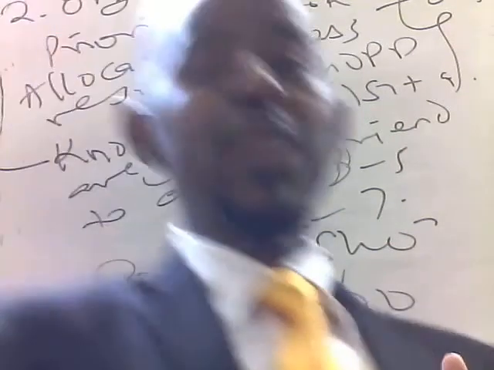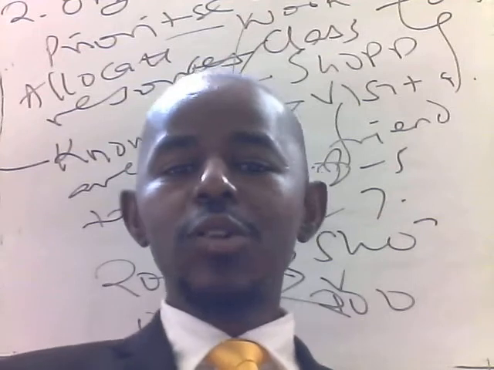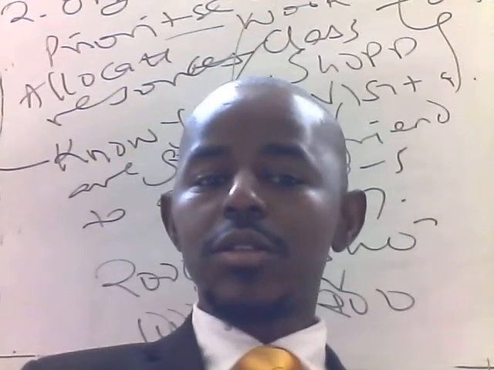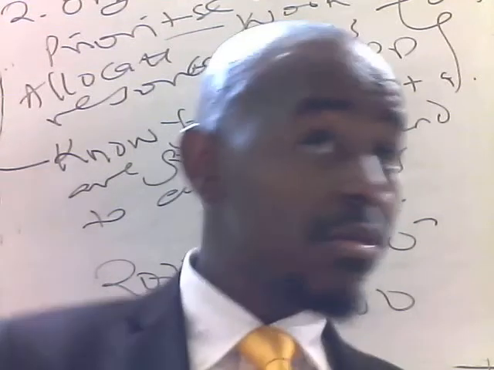Who will be the treasurer? Where are we sending the money? Do we eat nyamachoma or do we eat, is it what? Kukuchoma. You organize it. Now, after you are through with organizing, we go to the third, which is staffing.